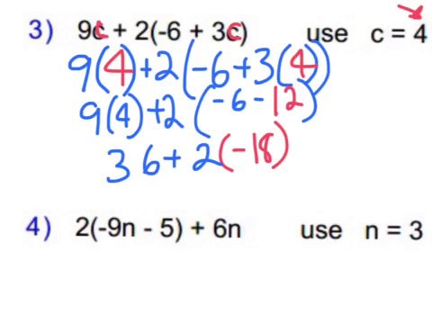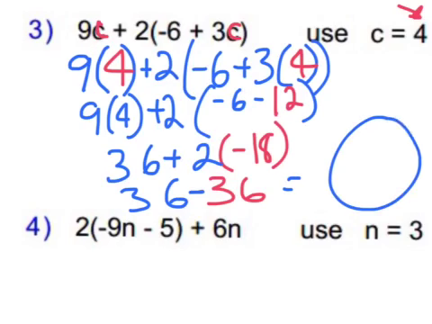Great. We're not done quite yet. I now see that we have a 2 next to the negative 18. We're multiplying. So 2 times 18 is 36, and 2 times negative 18 is going to be negative 36. And so now when we bring this down, it's 36 minus 36. 36 minus 36 is big fat goose egg. It's a 0. This is our answer.